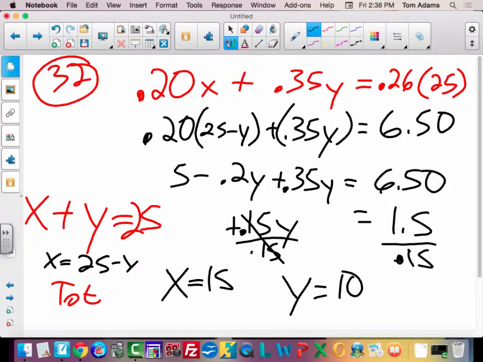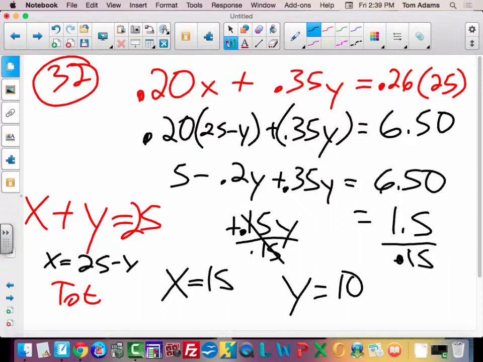I'm confused. No, because we're solving for x in terms of y, so you get 25 minus y. 25 minus y equals x, because the equation is x plus y equals 25. Understand? Then you put it in there. Wait, 1.5 divided by 0.15 is 10. Oh, never mind, forget it. Hey, that looks pretty good to me.